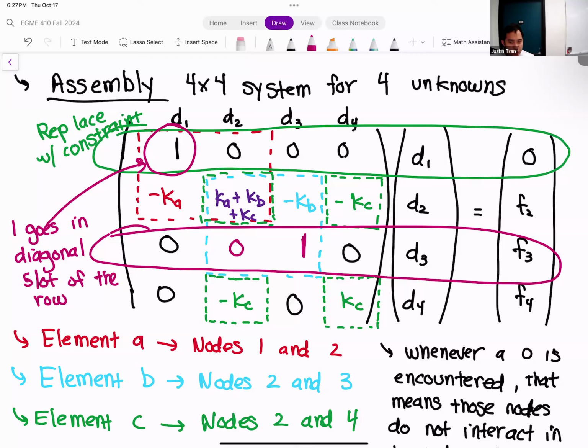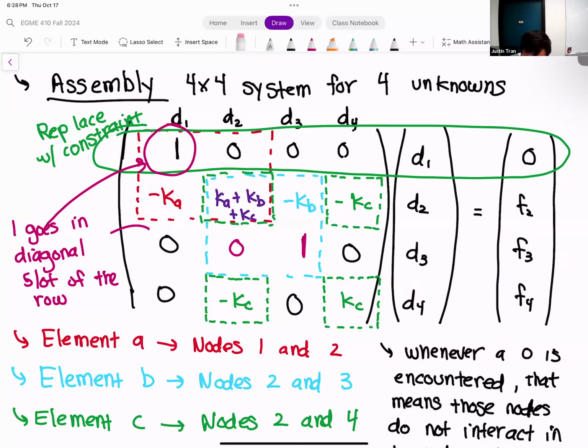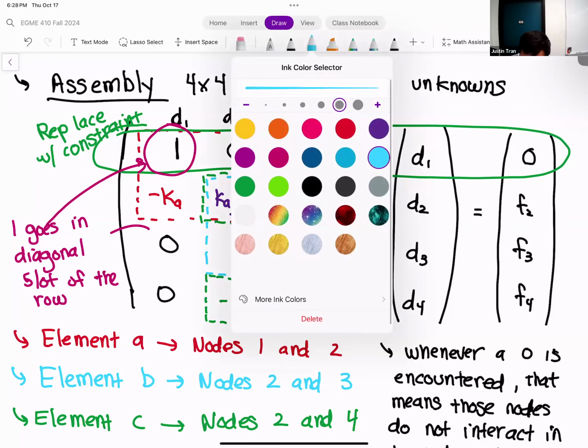Okay. And so it just so happens that in the two examples that we did, we had a constraint on the first row, and so that 1 went to the top left corner. But if you're applying constraints on a different node, you want to make sure that you put the 1 in the right spot. Okay, but of course, for this problem here, we are not applying a fixed support on the third row. So let me go ahead and bring this back to how it was before.